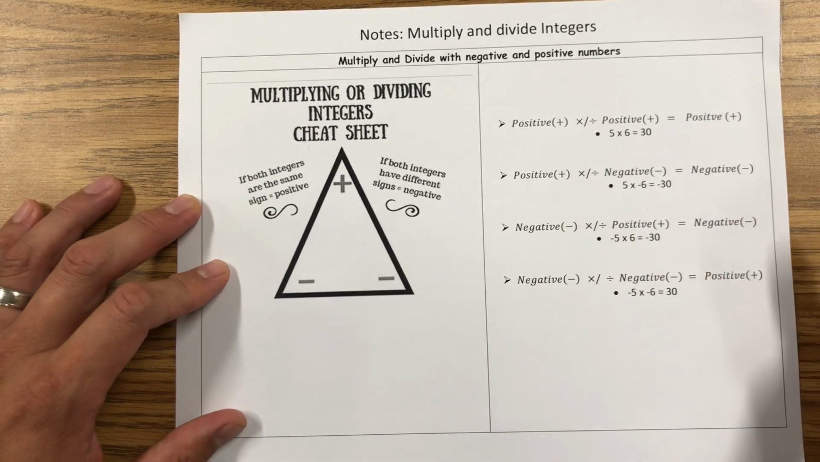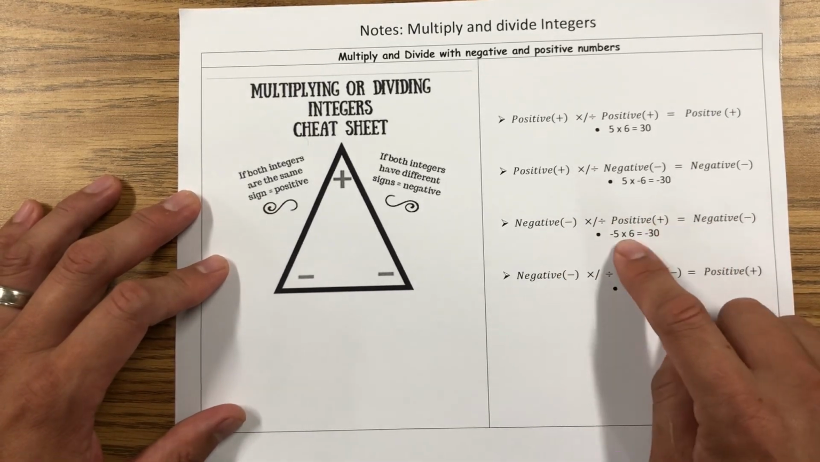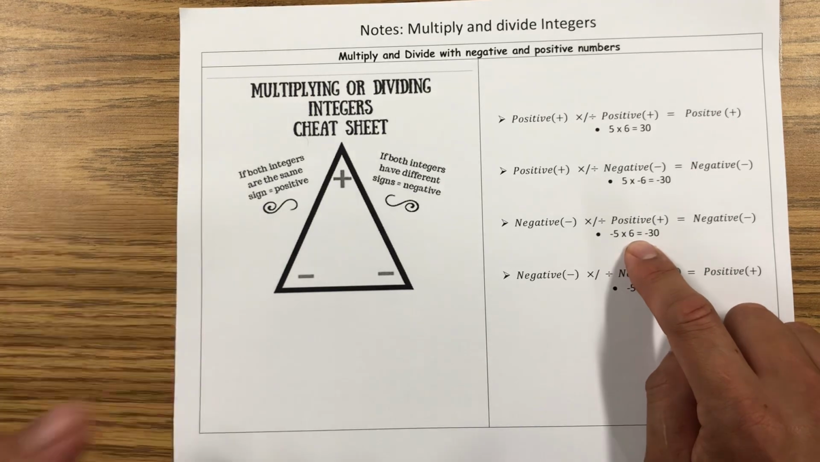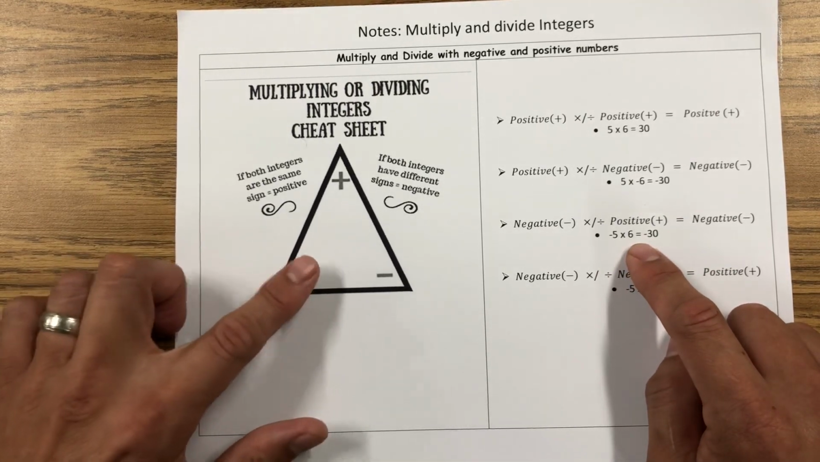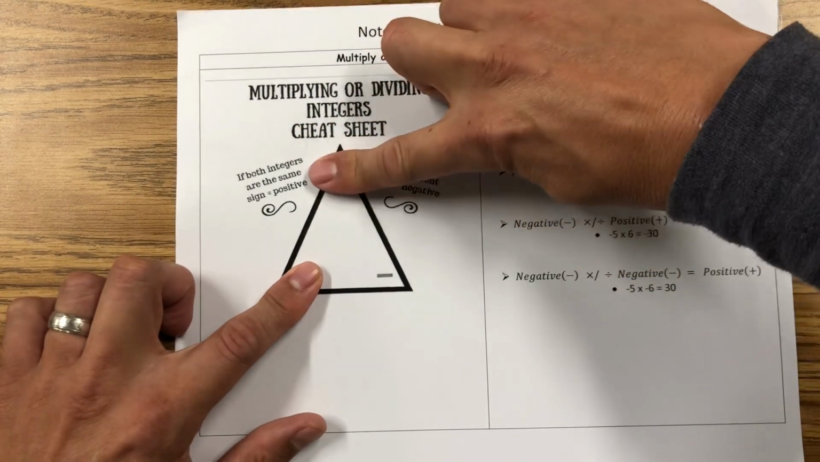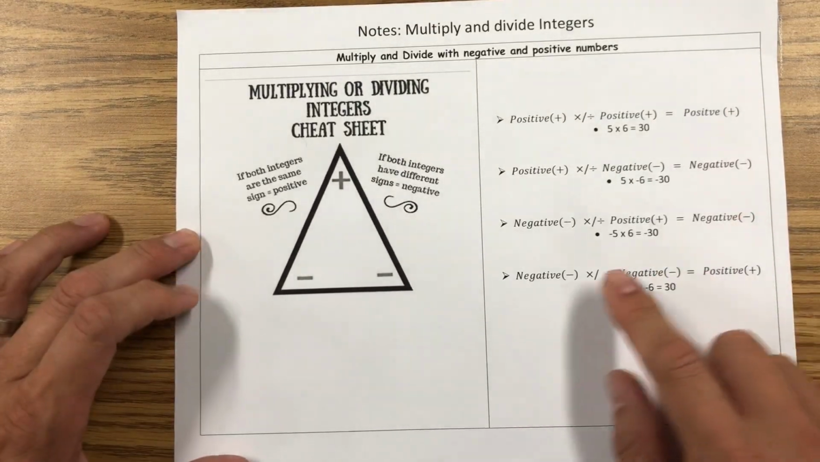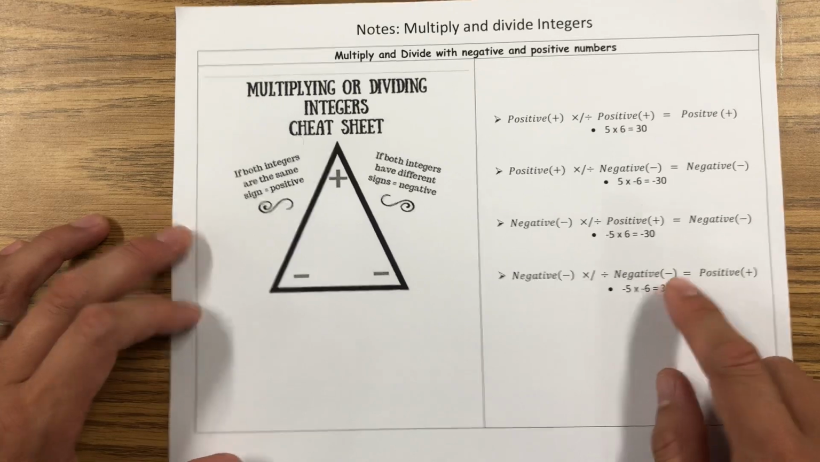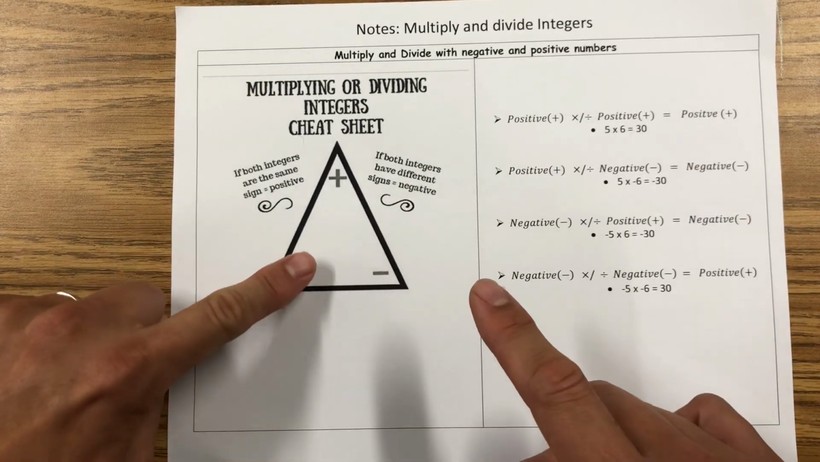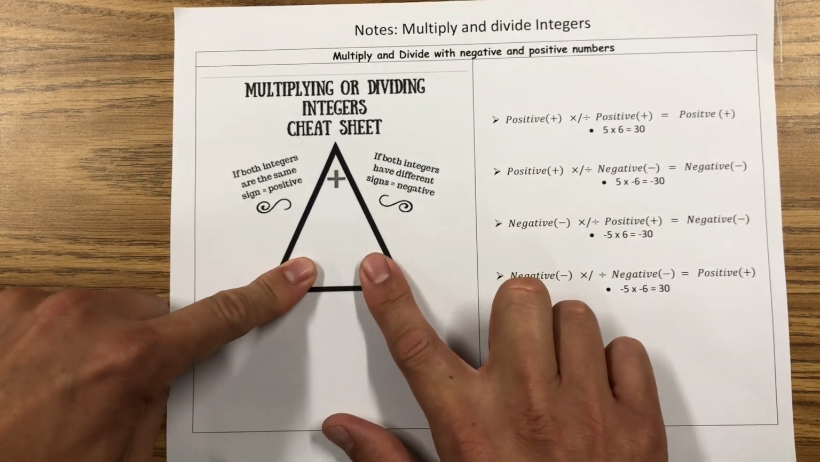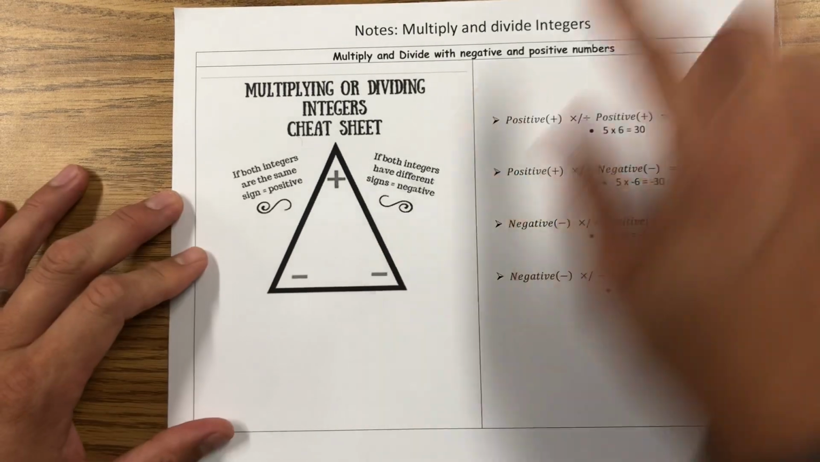Let's try it again. Negative times a positive. So negative 5 times a positive 6. As you can see, there's only one negative left, so the answer is negative. Last one. What happens with a negative times a negative? So again, use your 2 fingers. Negative times a negative. Look at that, it's a positive answer. A little cheat sheet there for you.